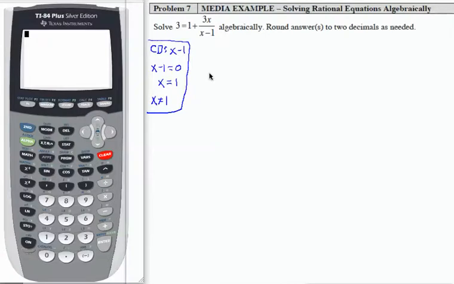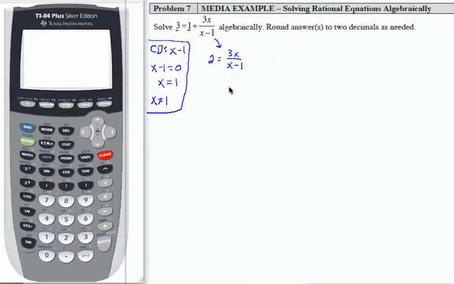Then we want to clear the fractions by multiplying both sides of the equation by the common denominator. But before we do that, what I'm going to notice here is that I have a 3 and a 1. These are both numbers that I can combine if I subtract 1 from both sides. So I'm going to move my equation down here. I get 2 equals 3x over x minus 1. And this is going to simplify our next step quite a bit.